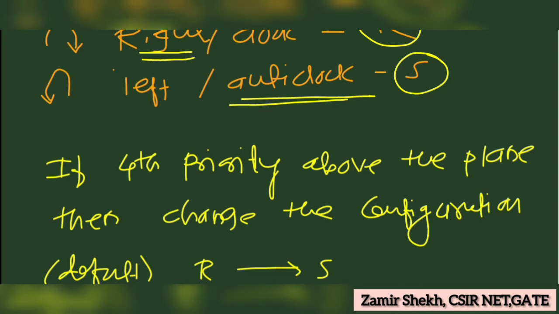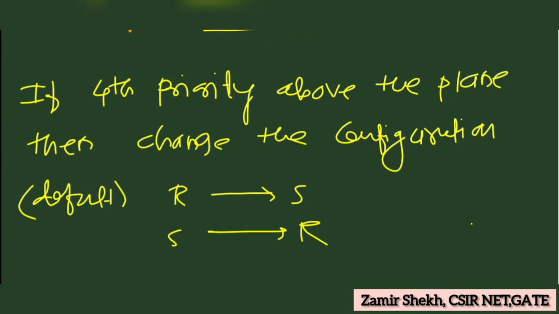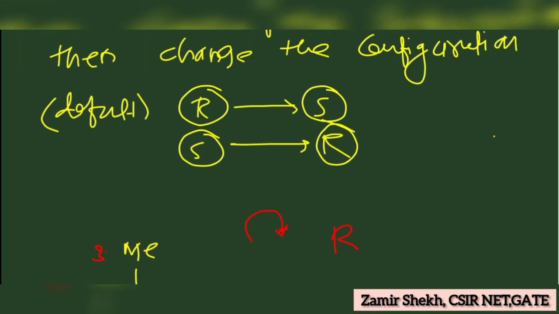But in some cases, the fourth priority, that is the least priority, is sometimes above the plane. Then what will happen? Then we reverse the configuration by default. If the fourth priority is above the plane, then the configuration will be changed: R configuration becomes S, and S converts to R. This is a very simple and systematic way to explain the RS configuration.